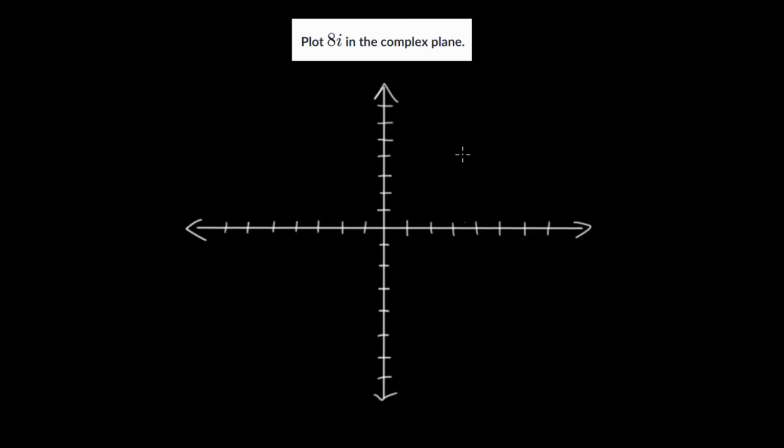For this one, we have a purely imaginary number, so 8i. When you have just something with the imaginary unit, it has 0 for the real part. So it does have a real part, it's just that the real part of this is 0, which means when we're plotting this, we won't be moving left or right. This is just going to be on our imaginary axis here. So we move 0 when going left and right, and then we're going to go up 8 units in the imaginary direction.